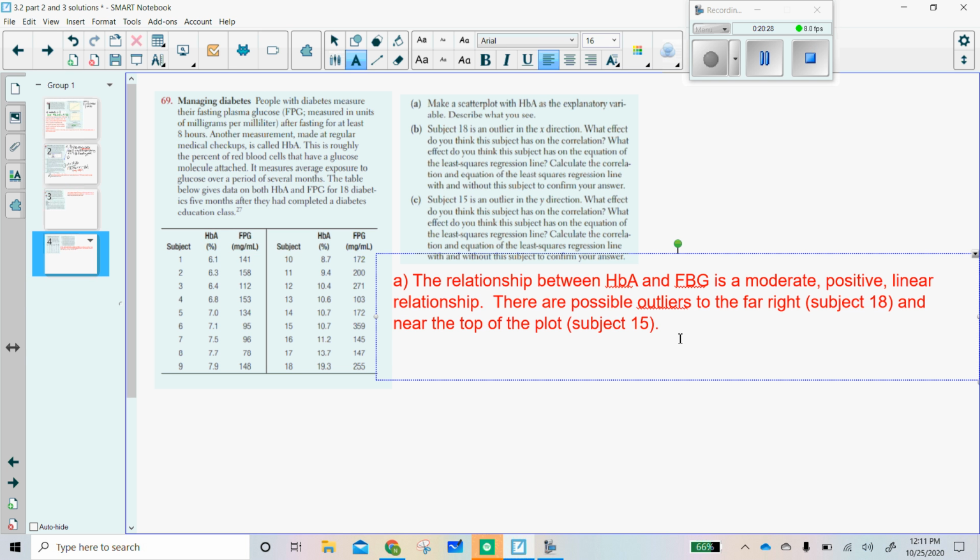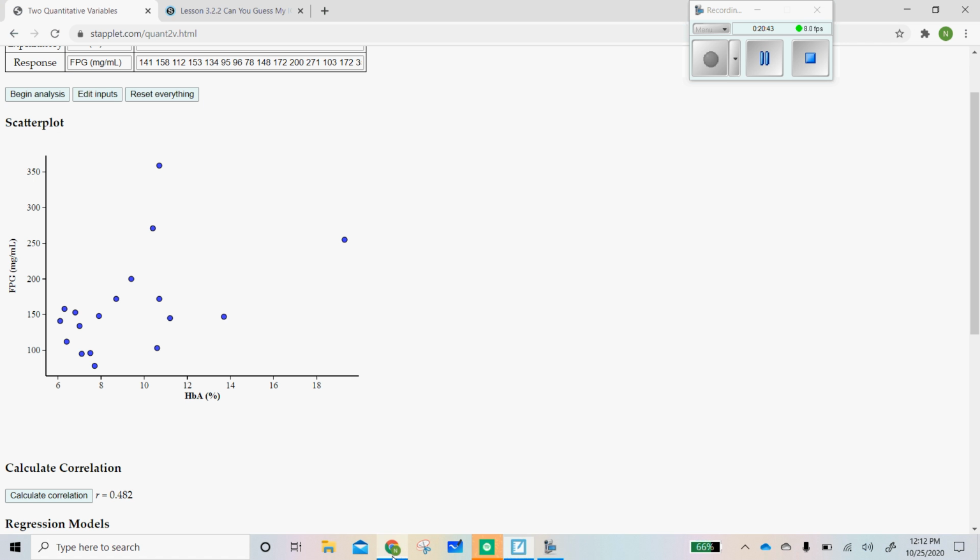Okay. Part B, subject 18 is an outlier in the x direction. What effect do you think this subject has on the correlation? What effect do you think this subject has on the equation of the least squared regression line? Calculate the correlation and equation of the least squared regression line with and without this point to confirm your answer. Interesting. So let me go back over to the scatter plot here.